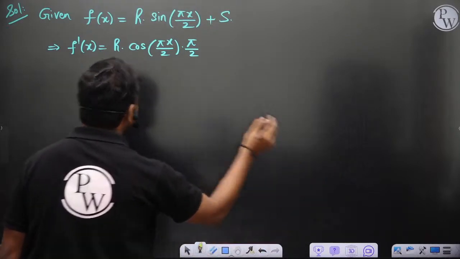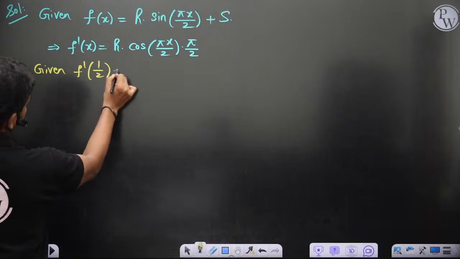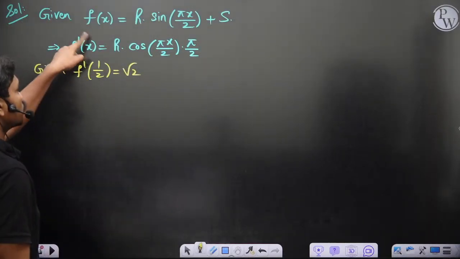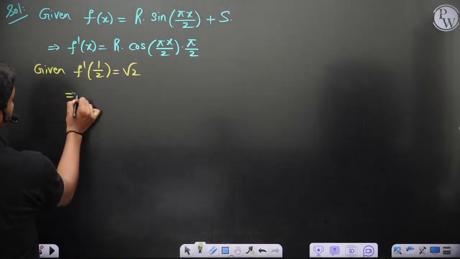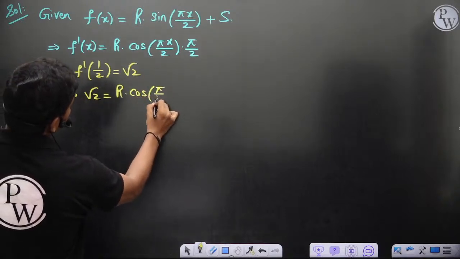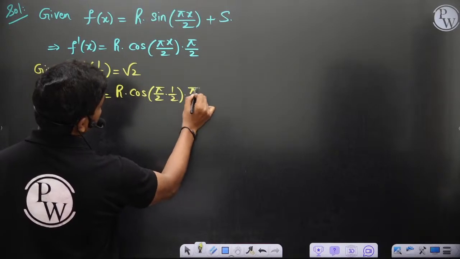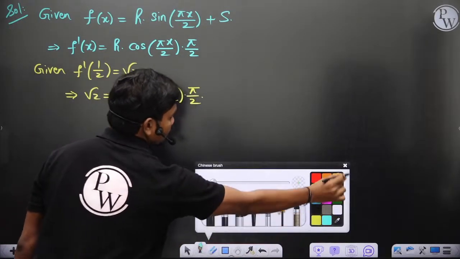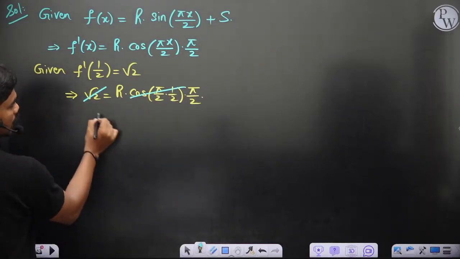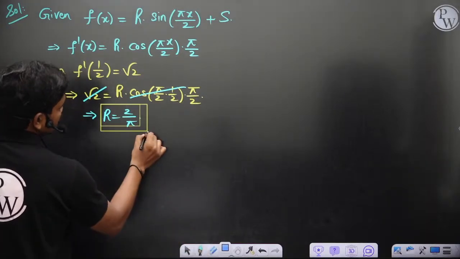Now the first equation that's given: f dash of 1 by 2 is equal to root 2. So if you place root 2 here and x equal to 1 by 2 in this equation, this implies square root of 2 is equal to capital R cos of pi by 2 into x, which is 1 by 2, times pi by 2. Okay. So if you simplify this, this is cos pi by 4, and this root 2 gets cancelled, so R is equal to 2 by pi in this case.